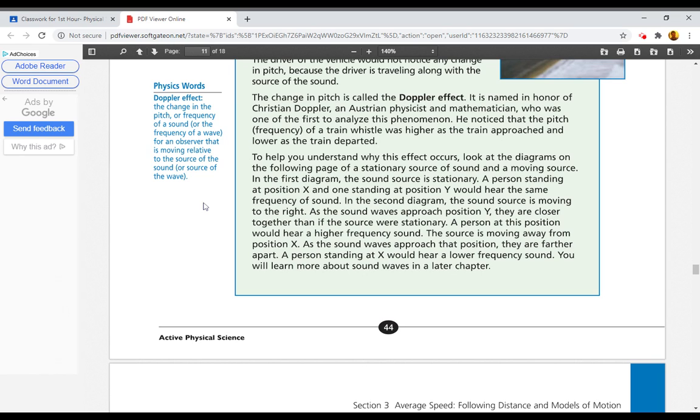To help you understand why this effect occurs, look at the diagrams on the following page of a stationary source of sound and a moving source. Let's see if we can look at the diagrams while I read this.